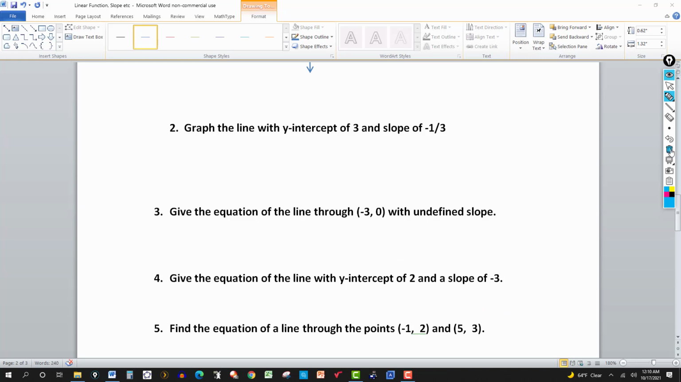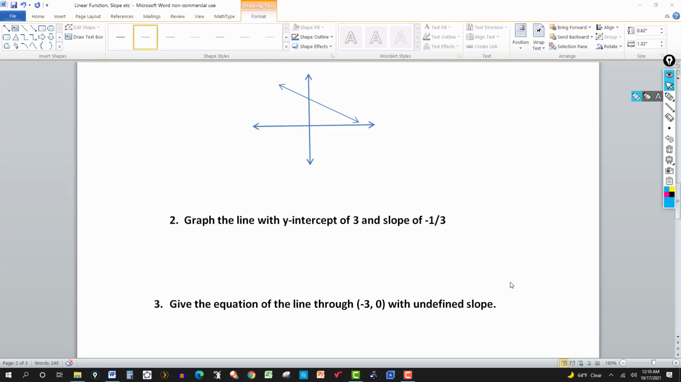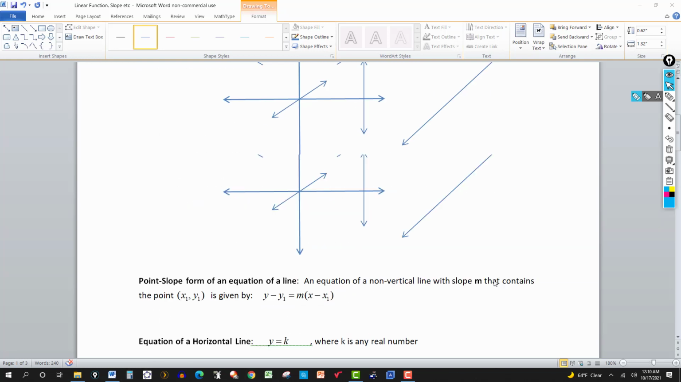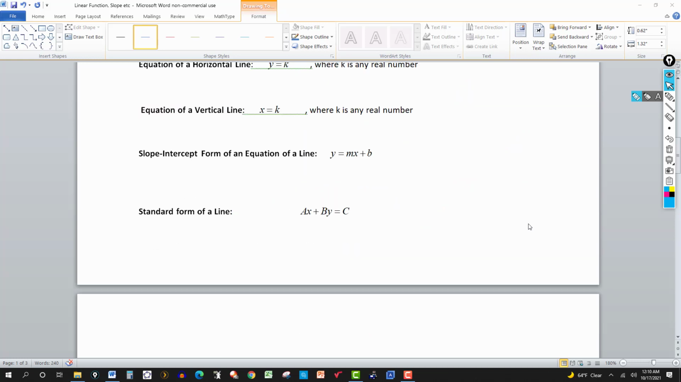Okay, the next one, find the equation of a line through the points (-1, 2) and (5, 3). Okay, so here they give you the 2 points. So probably the formula that you want to use here is the point-slope form, this one right here. Anytime you're given 2 points, you can use the point-slope form. You can use the 2 points to find the slope, and then you can use either one to come up with the equation. So let's see how that works here.